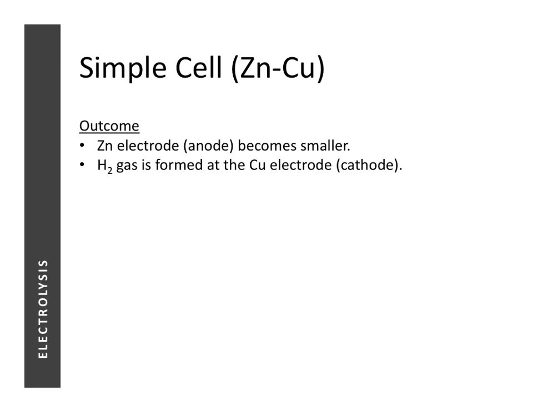Okay, as mentioned, there are three outcomes. The first of which is that the zinc electrode becomes smaller, or it dissolves into solution. At the copper cathode, the hydrogen gas is formed, so you see bubbles, and lastly, you will see that there's a reading on your voltmeter.